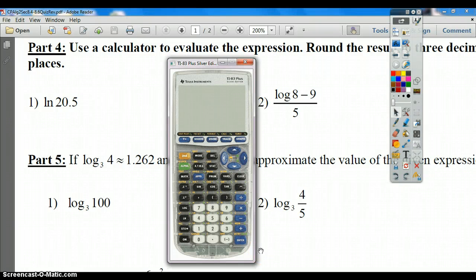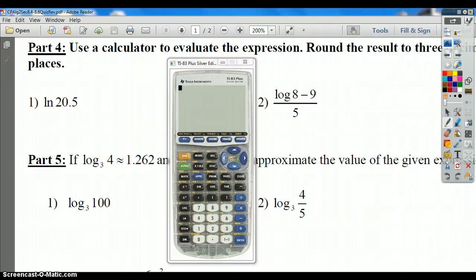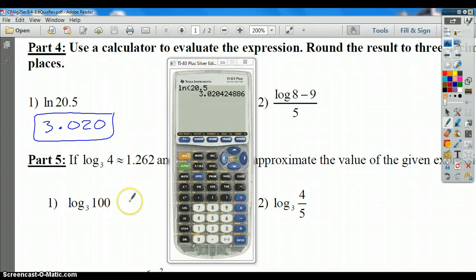Okay, welcome back. You can see I have my lovely calculator here. We're going to evaluate the following. So ln 20.5 equals, okay, to the nearest 3 decimal places it looks like. So 3.020. Try not to ditch my decimal here.